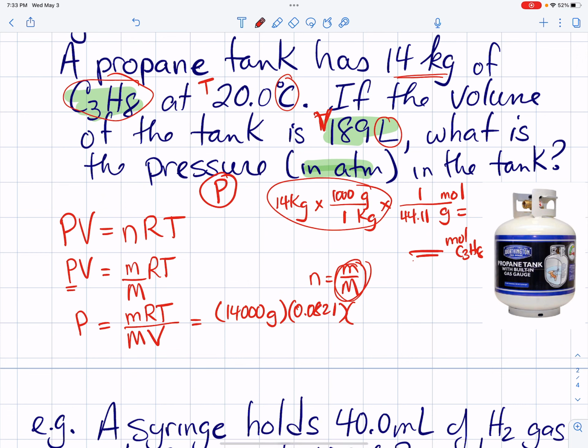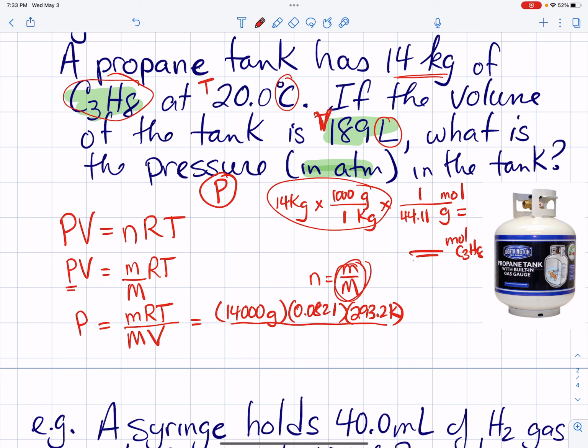Our temperature, I'm going to do some mental math. You should show your work on paper if you're doing this for me. 20 degrees Celsius, I'm going to add 273.15 to that, and I'll round it off to 1 decimal. So that gives me 293.2 Kelvin. All right, just switch to Kelvin.